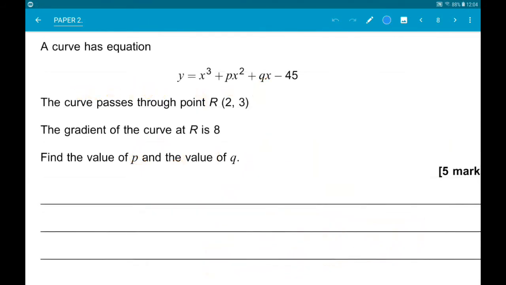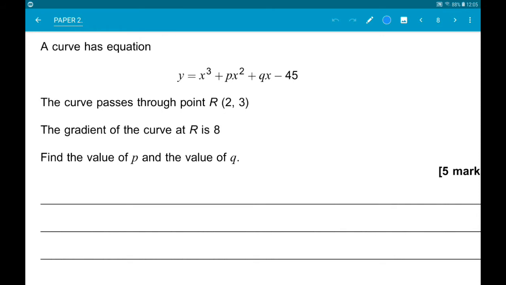Number 8. A curve has equation y is x cubed add bx squared add qx minus 45. The curve passes through the point R, 2, 3. The gradient at R is 8. Find the values of P and Q. Okay, so we have 2 bits of info that we can form equations from. So this is going to become simultaneous equations.